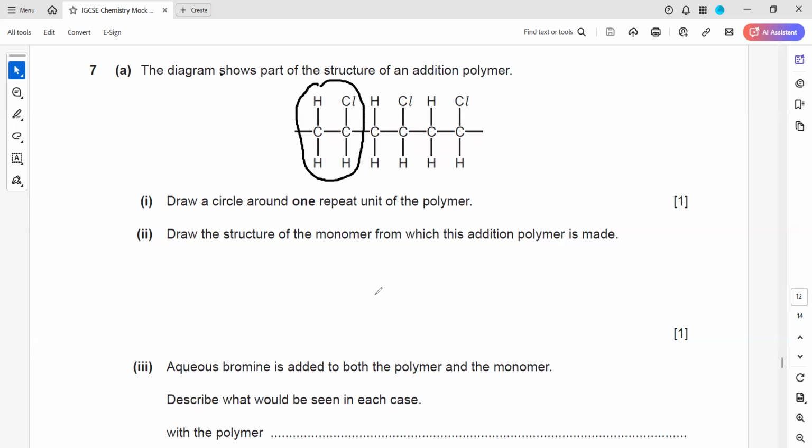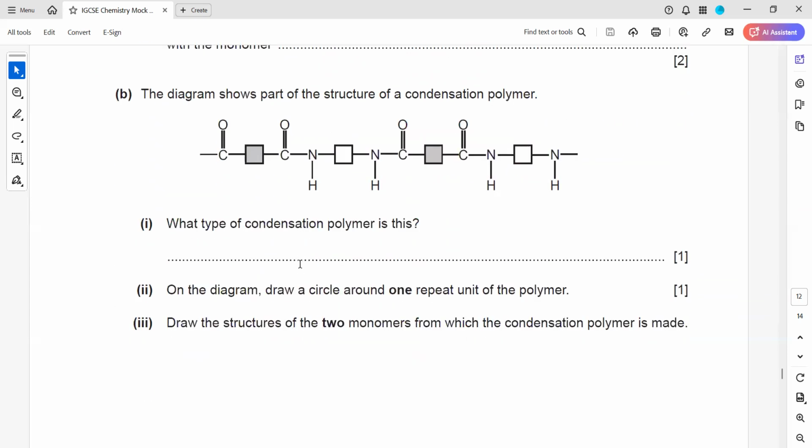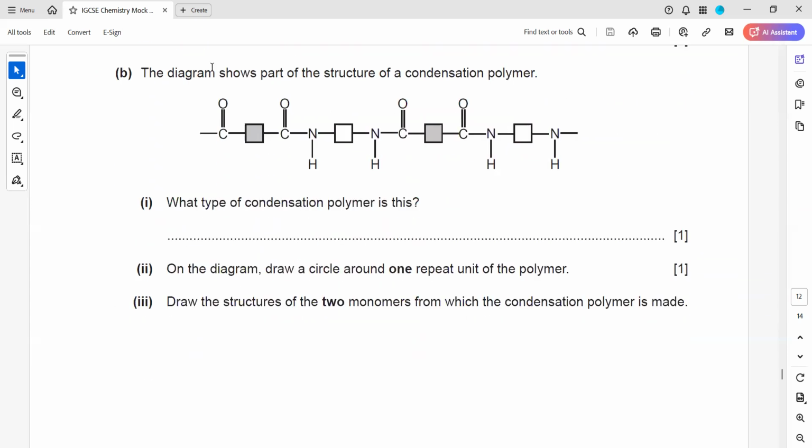The structure of a monomer. So we draw the same structure, just make a double bond between the two carbon atoms. Aqueous bromine is added to both polymer and monomer. The polymer does not contain a double bond, so no change. But with the monomer, what will happen? It contains a double bond, so it will decolorize. With monomer, decolorizes.